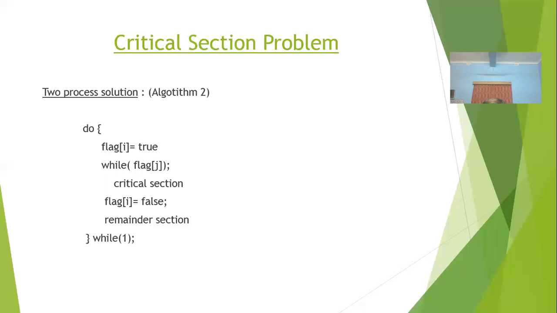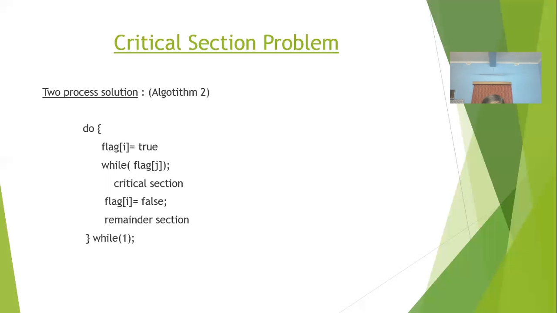So basically, in this algorithm, the process Pi first sets flag[i] to be true, signaling that it is ready to enter into the critical section. Then Pi checks to verify whether process Pj is ready to enter into its critical section. If Pj were ready, then Pi would wait until Pj has indicated that it no longer needed to be in the critical section, that means until flag[j] was false.